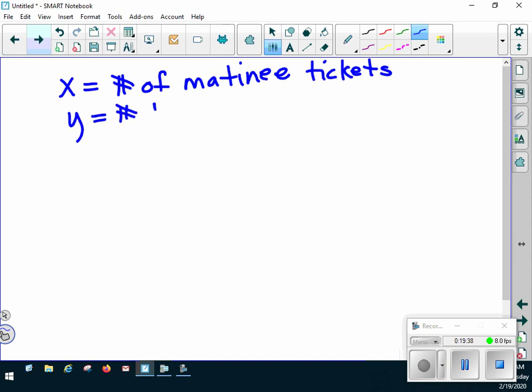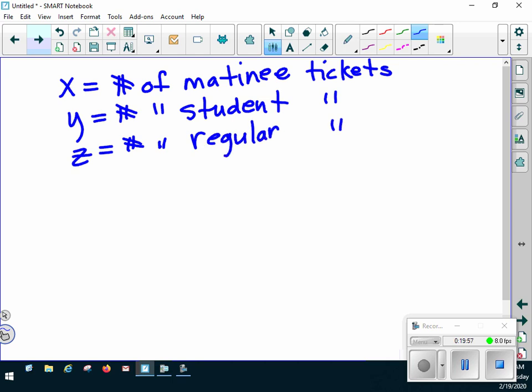Y is the number of student tickets. Okay, number of student tickets. And Z is the number of regular tickets.